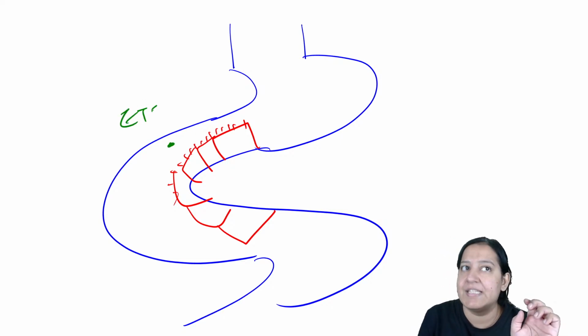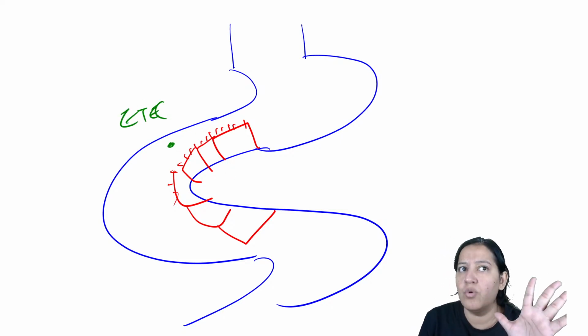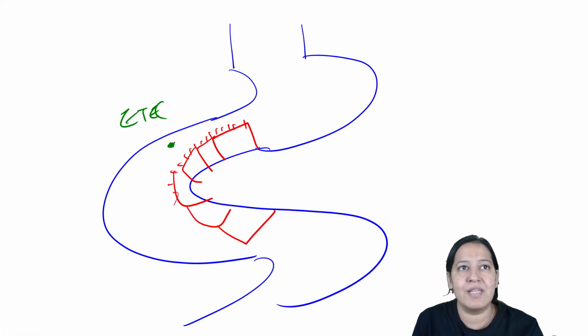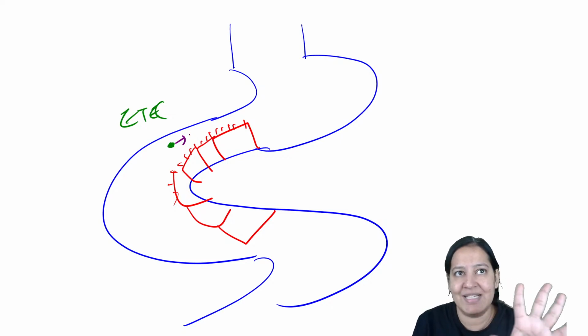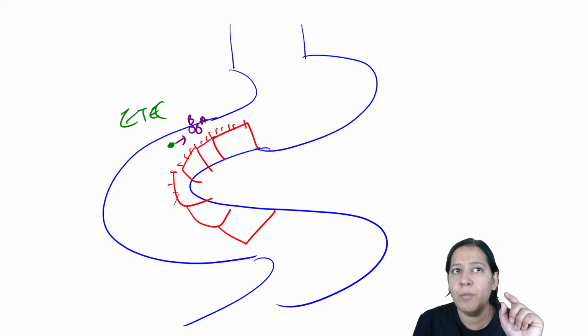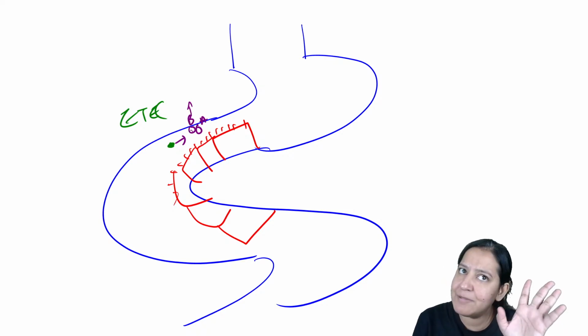This is ETEC. So what this bacteria will do is produce a toxin. The name of the toxin is ST and LT, two types of toxin. This toxin has two fragments, fragment B and fragment A. B is for binding. B helps only in binding.